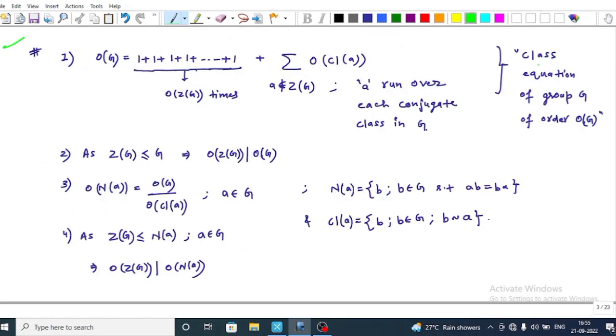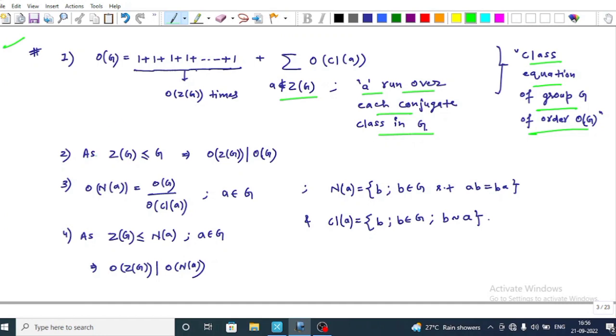For this question, firstly we have to understand the concept of classification of a group of finite order. Now classification of a group means the representation of order of G equals 1 plus 1 plus 1 up to order of Z(G) times, plus the summation of order of conjugate class of a, where a does not belong to Z(G) and a runs over each conjugate class in G.